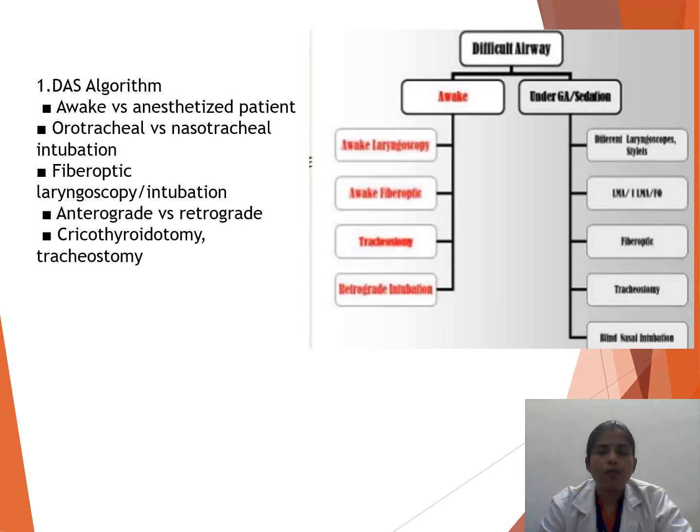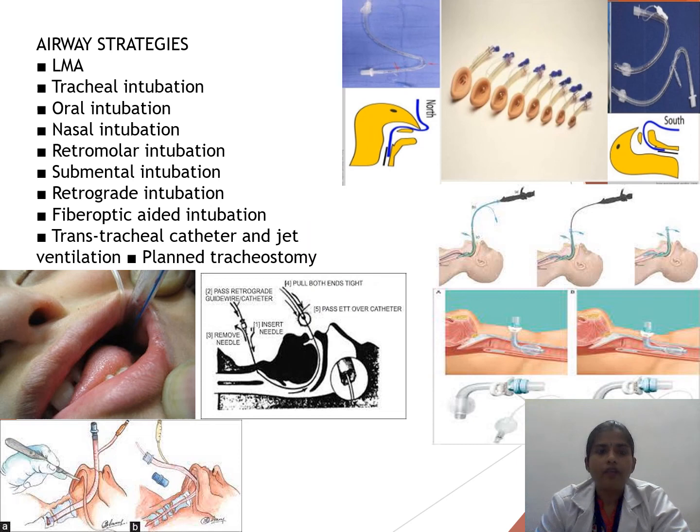Difficult airway algorithm: in case of an awake patient, awake laryngoscopy, awake fiberoptic intubation, or retrograde intubation can be carried out. Whereas in case of GA or sedation, different laryngoscopes can be tried. Fiberoptic intubation and blind nasal intubation can be carried out. Airway strategies: laryngeal mask airway, tracheal intubation, oral intubation, nasal intubation, retromolar intubation, submental intubation, retrograde intubation, fiberoptic aided intubation, transtracheal catheter and jet ventilation, planned tracheostomy.